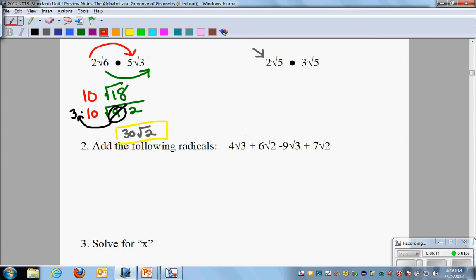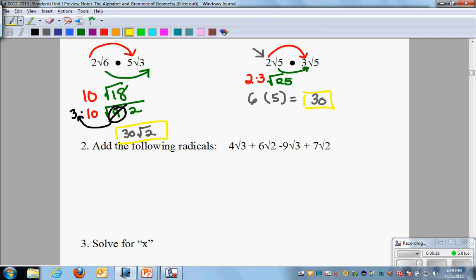Okay, welcome back. Let's take a shot here. We're going to multiply the outies, 2 times 3. And multiply the innies. Root 5 times root 5 is root 25. 2 times 3, of course, is 6. Root 25 is a perfect square, so it's 5. The answer is 30.